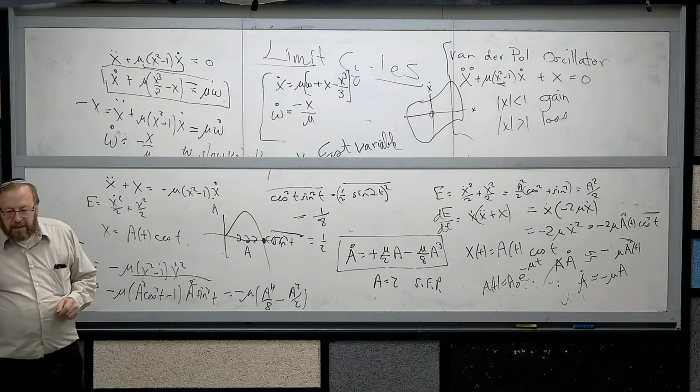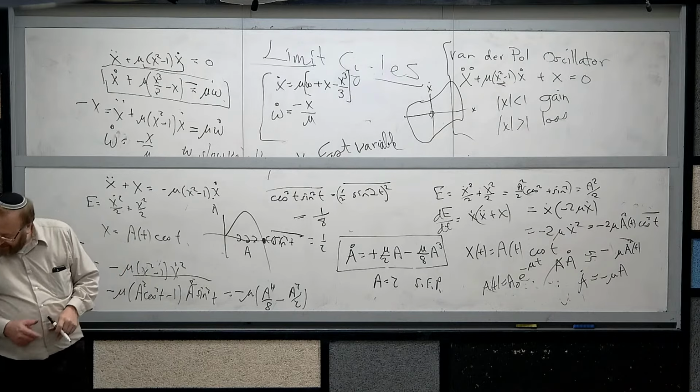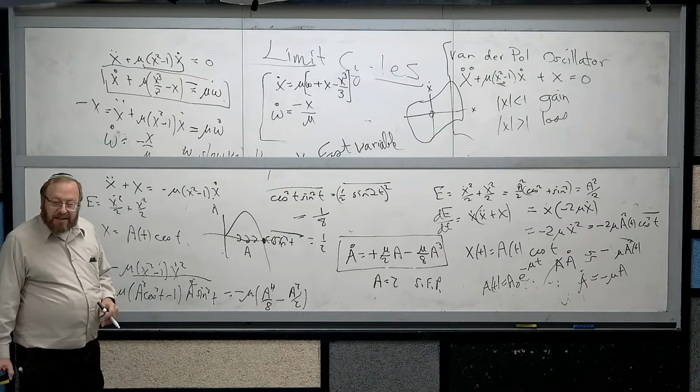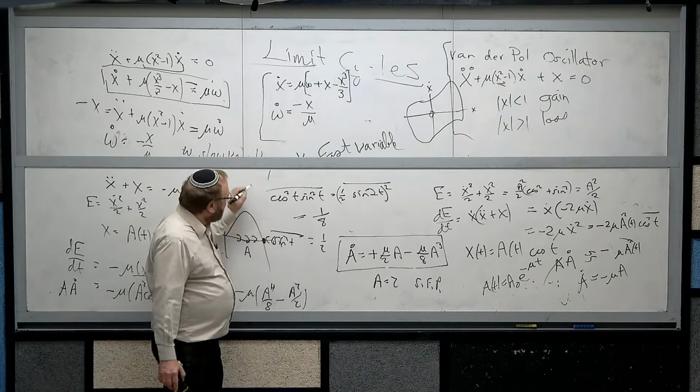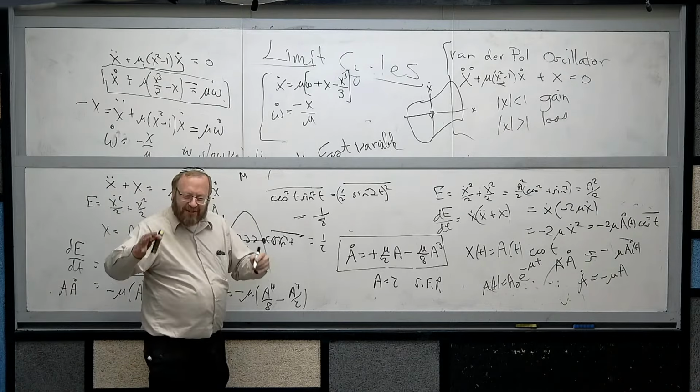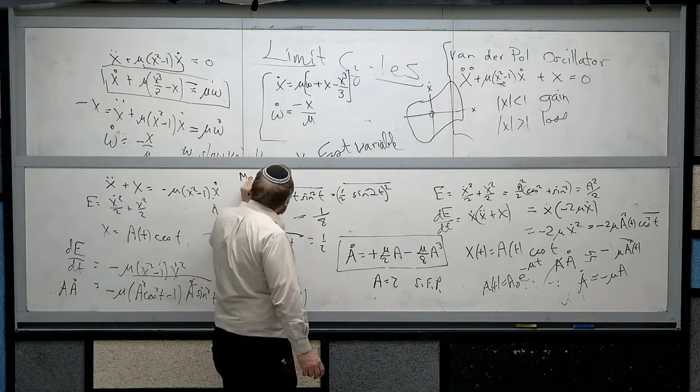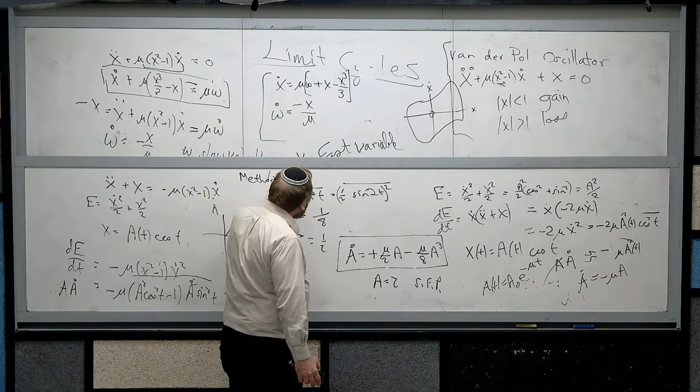All right? So that's the Van der Pol oscillator. And this is a general trick. It's got a name: this is the method of averaging.